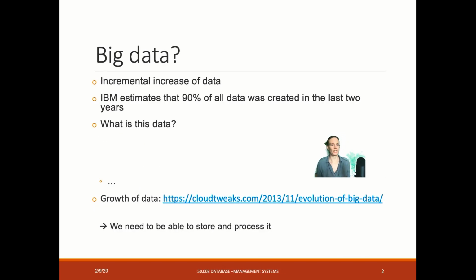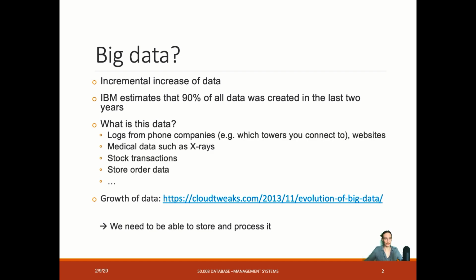First of all, what is big data? We all know there's been an incremental increase of data over the last few years. If we look back to even the mid-90s, there was nowhere near the amount of data or storage capacity for that amount, because simply there was no internet, there were no Internet of Things technologies, just way less data collected. So what is data? Where does our data come from?